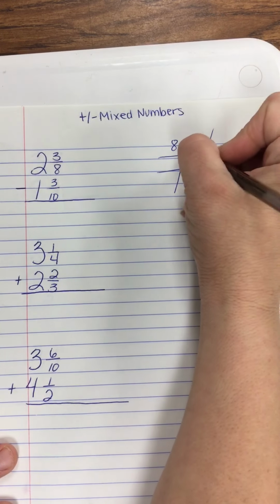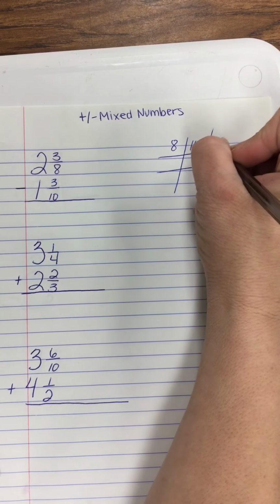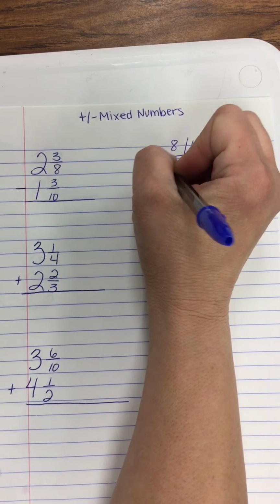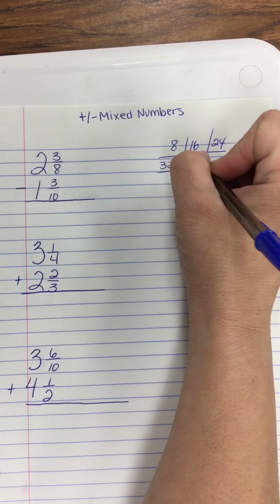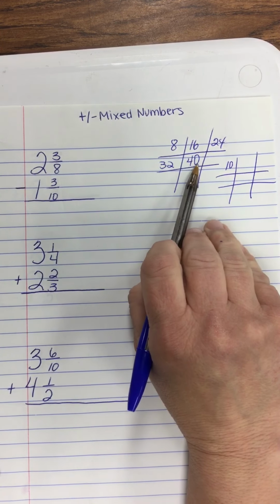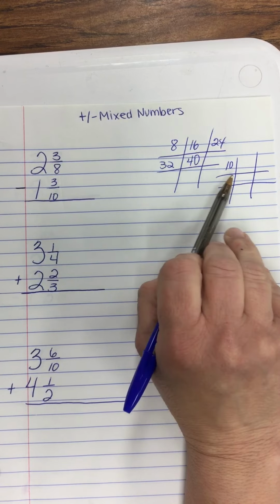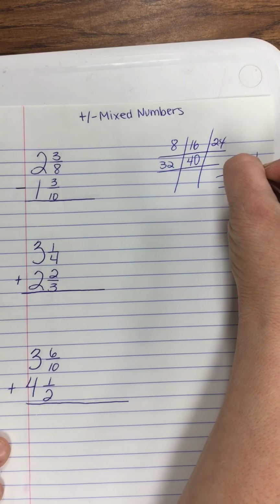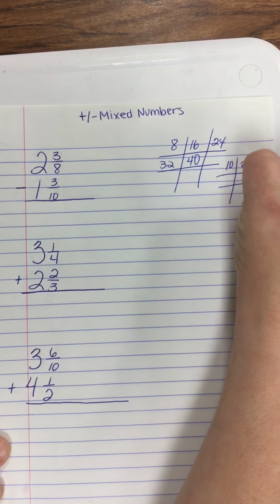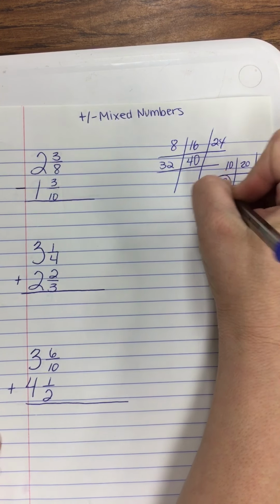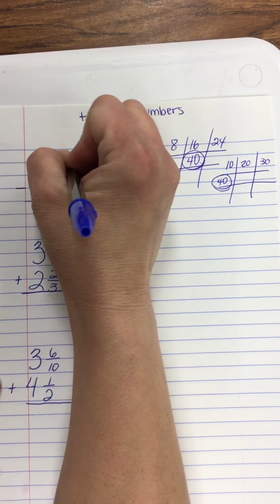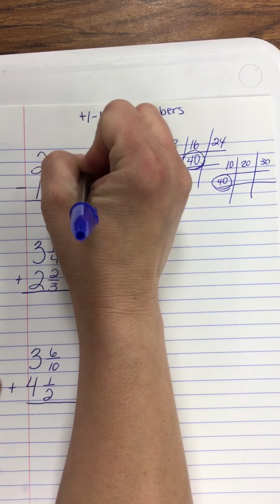Okay? 8, 16, 24, 32, 40. Okay, so I see that there's a 0 here. 10 is only going to end in 0. So 10, 20, 30, 40. So that means my least common multiple is going to be 40. So I'm going to make common denominators with 40 as my denominator.